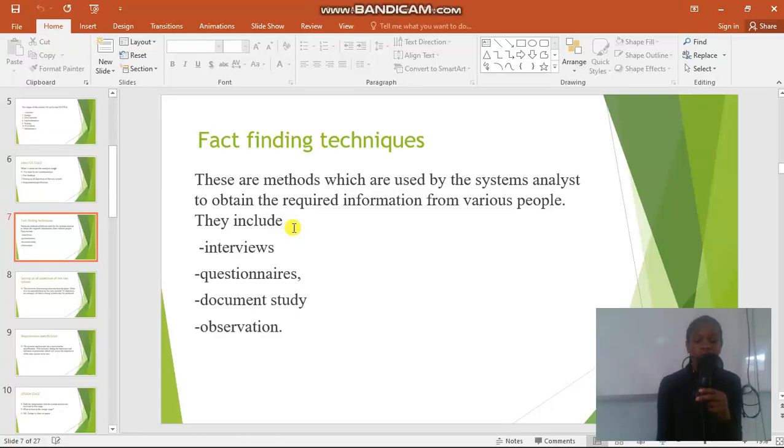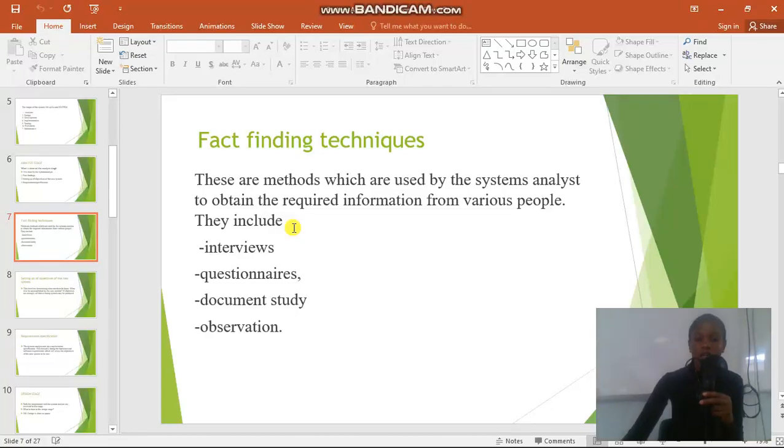Number three, we have observation, whereby the system analysts go to the site where the system is being used and observe what's being done. And the last one, we have document study, whereby the system analysts examine existing paperwork such as receipts, invoices, or monthly statements.